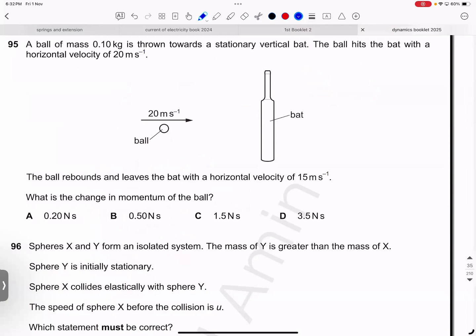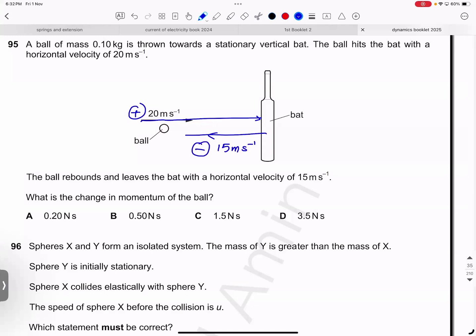The ball of mass 0.1 kg is thrown towards a stationary vertical bat. The ball hits the bat with horizontal velocity 20. The ball rebounds. So if it hits with velocity 20 and you take this as positive, then on rebound you will take negative 15 meters per second. What is the change in momentum?